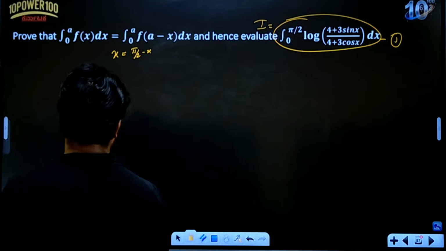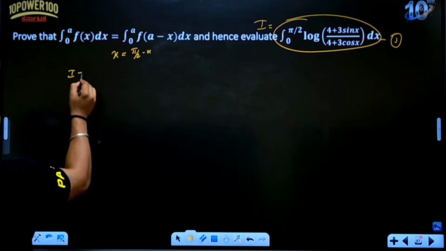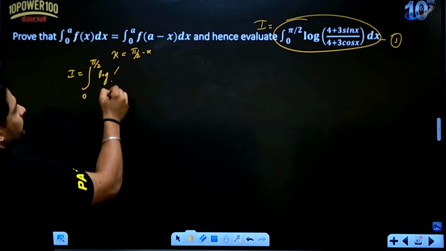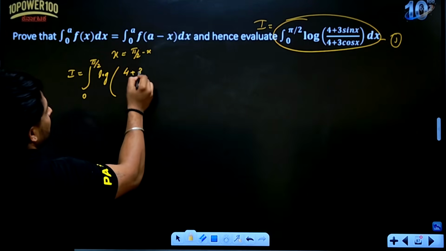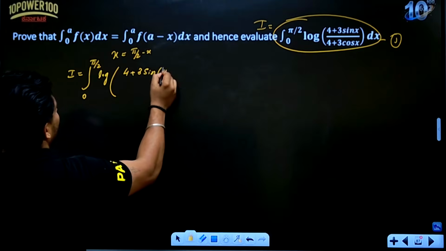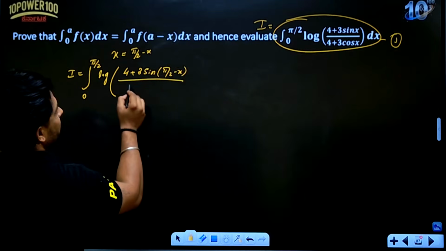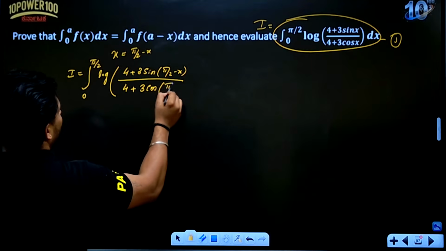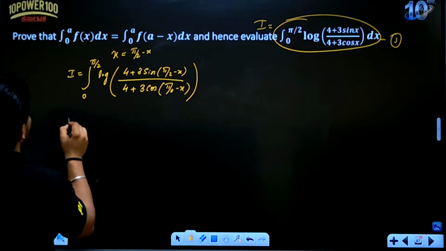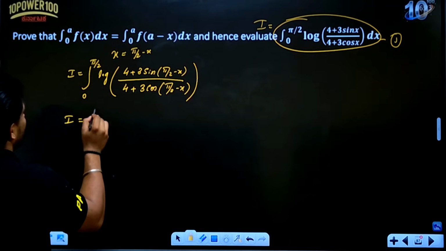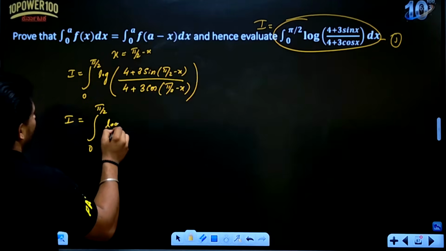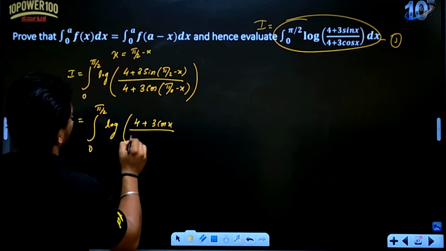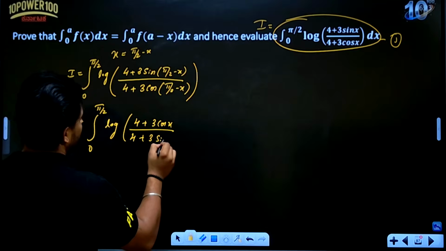Now if you replace, I is equal to the integral from 0 to pi by 2 of log of (4 plus 3 sin of (pi by 2 minus x)) divided by (4 plus 3 cos of (pi by 2 minus x)). So this becomes I is equal to the integral from 0 to pi by 2 of log of (4 plus 3 cos x) divided by (4 plus 3 sin x).